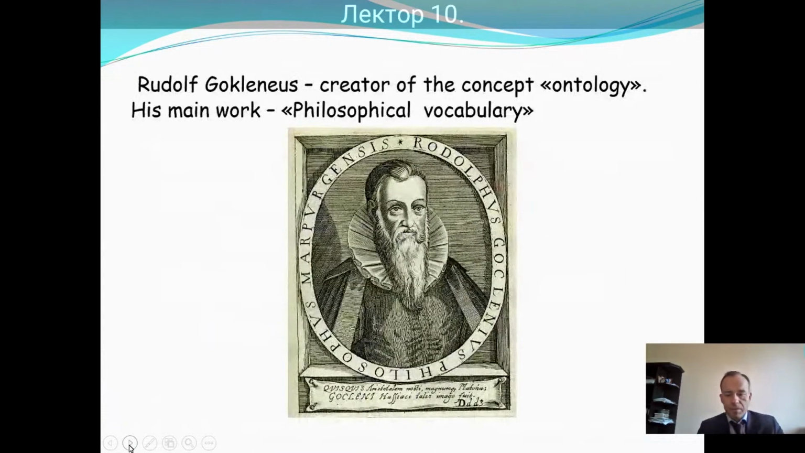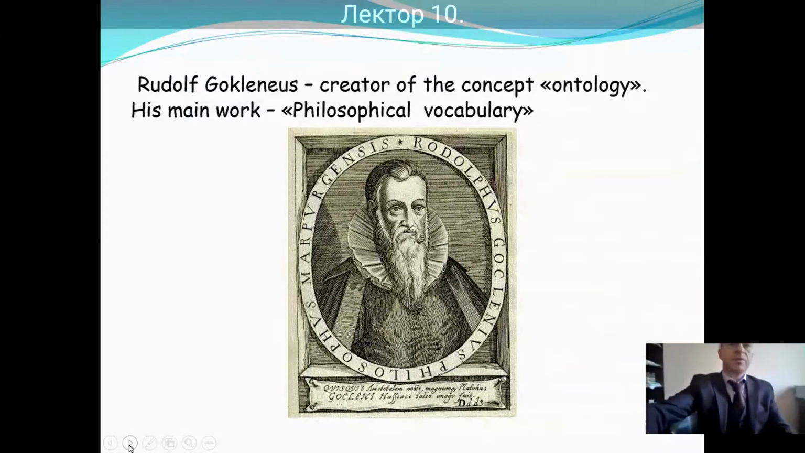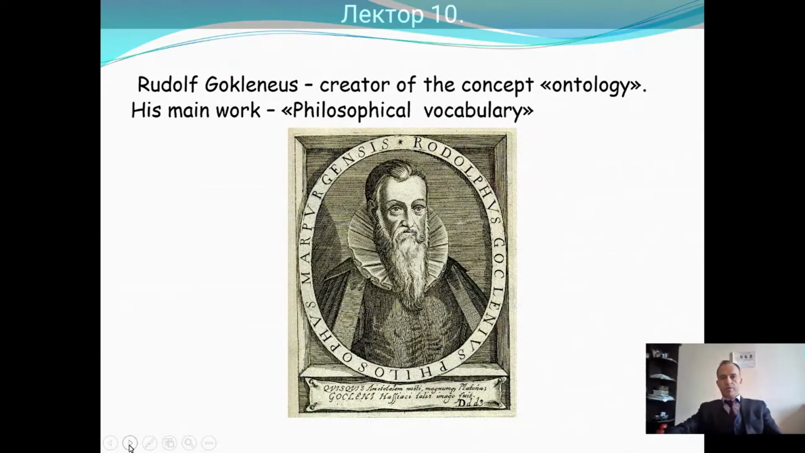The author of the concept of ontology was a German philosopher, Rudolf Goclenius. He wrote a book titled The Philosophical Vocabulary, and in this book he first speaks about ontology as a section of philosophy.